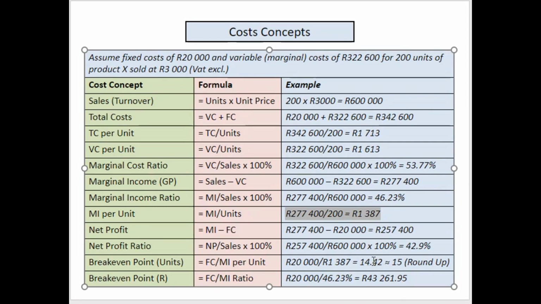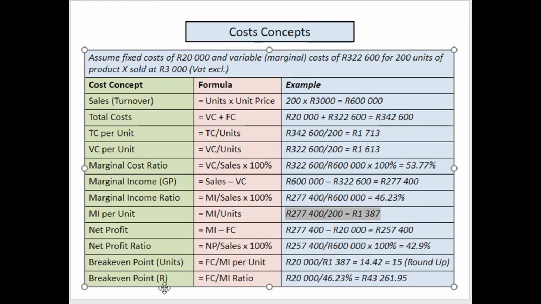Even if your decimal was 14.1, you would have rounded up to 15, because anything before the decimal is not enough. If I sell 14 of this unit, I'm going to fall short. So therefore, I must sell 15 units, and we always round that up.